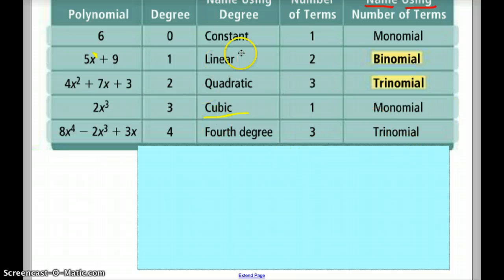Now guess what? You can combine these names. For instance, this one, 5x plus 9, is called a linear binomial. 4x squared plus 7x plus 3 is a quadratic trinomial. 2x to the third is a cubic monomial. And 8x to the fourth minus 2x cubed plus 3x is a fourth degree trinomial.